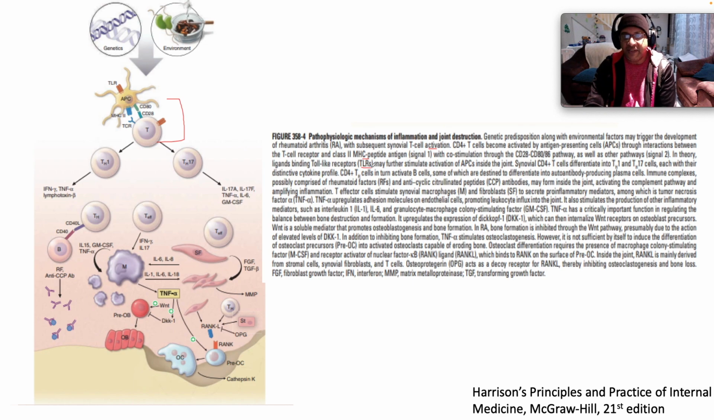Synovial CD4 plus T cells differentiate into T helper 1 and T helper 17 cells, each with their distinctive cytokine profile, as we see here. CD4 plus T helper cells in turn activate your B cells, some of which are destined to differentiate into autoantibody producing plasma cells. Immune complexes possibly comprised of rheumatoid factors and anti-cyclic citrullinated peptides, the two things we look for in serology for rheumatoid arthritis.